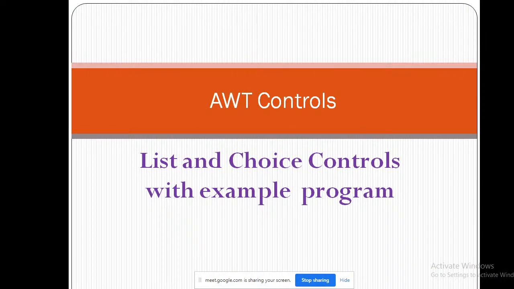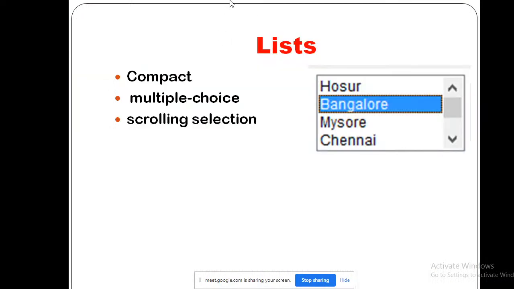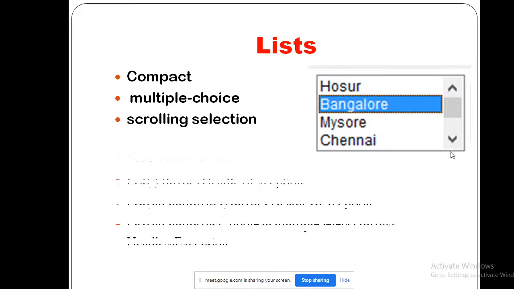Yes, ma'am. Okay, so list is a compact control. A limited amount of space is enough, and it gives multiple choice. We can select more than one choice. If the choices or items extend, we can use the scroll bar to scroll down our list.